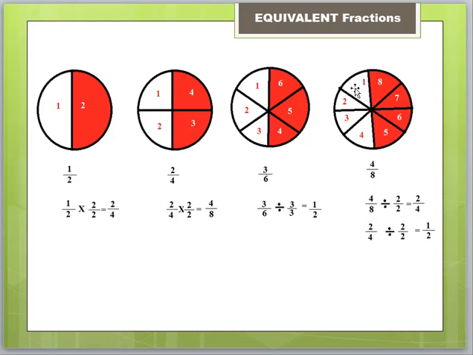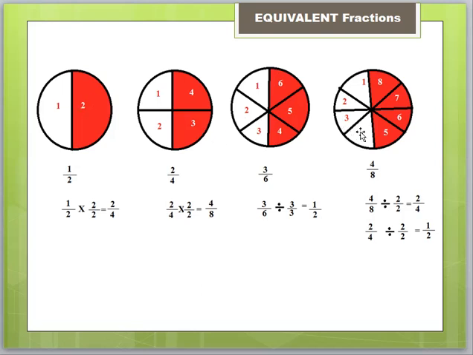Next, we have again 8 divisions in a circle. Out of these 8, again I want to use half of the figure. So half of the figure has been shaded. That means 1, 2, 3, 4. 4 parts have been shaded and 4 parts are unshaded. So 4 out of 8. Okay, we got this 4 out of 8.